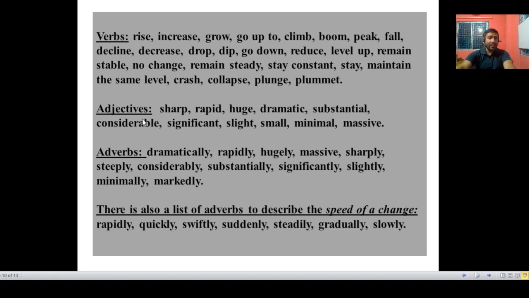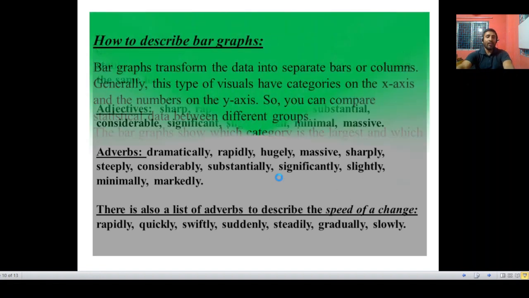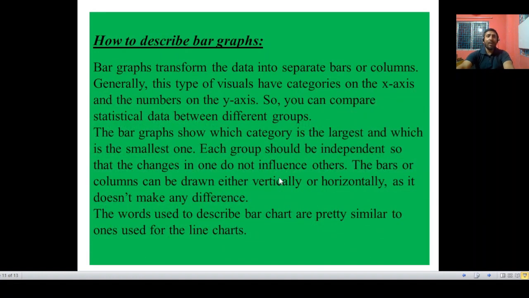And adjectives are sharp, rapid, huge, dramatic, substantial, considerable, significant, slight, small, minimal, massive. Adverbs are dramatically, rapidly, hugely, massively, sharply, steeply, considerably, substantially, significantly, slightly, minimally, markedly. And there is also a list of adverbs to describe the speed of a change: rapidly, quickly, swiftly, suddenly, steadily, gradually, slowly.